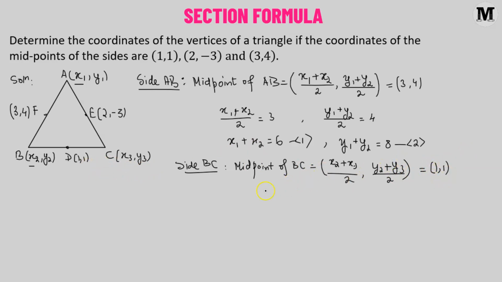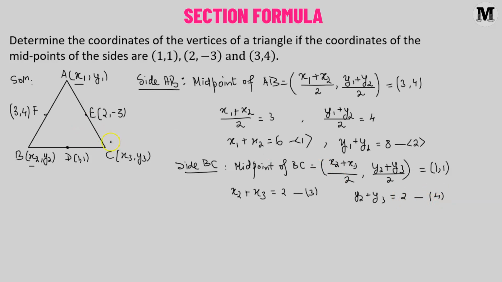So if we equate it, we get the next set of equations. We have x2 plus x3 equals 2. Let this be equation number 3. And then we have y2 plus y3 equals 2. And this is going to be equation number 4.